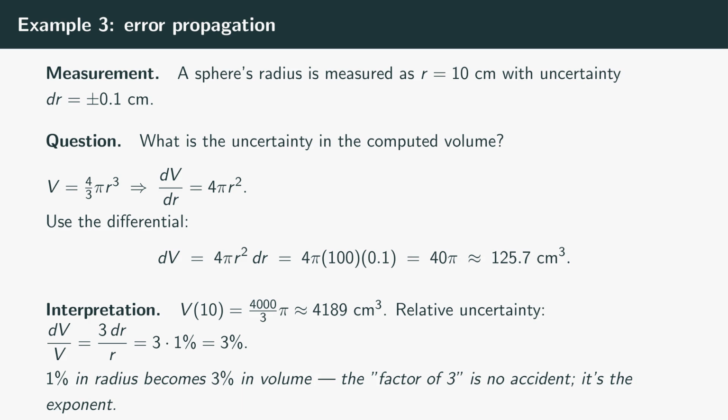Now put that in context. The volume itself, 4/3 pi times 1000, is about 4,189 cubic centimeters, so we have 126 out of 4189, which is about 3%. Meanwhile, the relative uncertainty in the radius is 1/10 out of 10, which is 1%. 1% in the radius became 3% in the volume. The factor of 3 is no accident, it's the exponent of r in the volume formula. In general, if a quantity is r to the n, then relative error in the quantity is n times relative error in the input. We just rediscovered the logarithmic differentiation rule, hiding in plain sight.